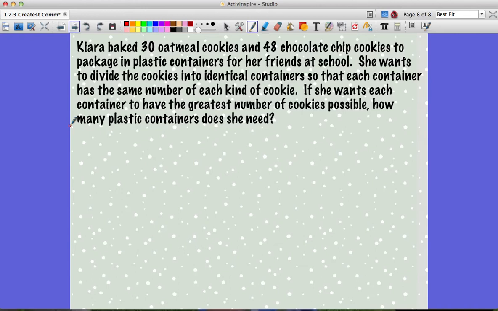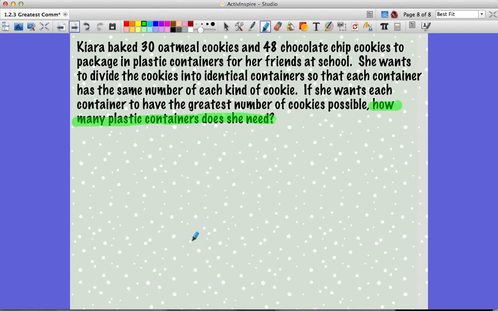All right, so on Edmodo tonight, this is the problem that I'm going to give you in your video. There will also be a couple other problems on your quiz, but I want you to try this problem on your own. So Kiara baked 30 oatmeal cookies and 40 chocolate chip cookies to package in plastic containers for her friends at school. She wants to divide the cookies into identical containers so that each container has the same number of each kind of cookie. If she wants each container to have the greatest number of cookies possible, how many plastic containers does she need? So I want you to remember the question is, how many plastic containers does she need?